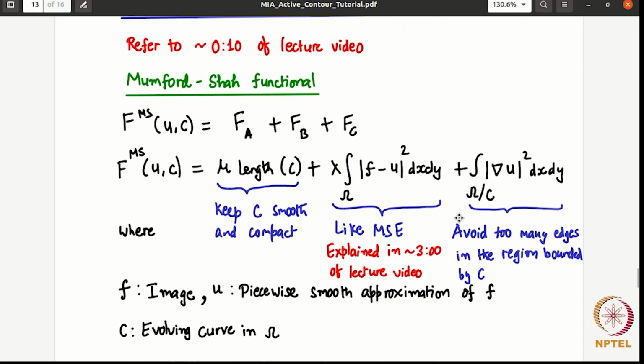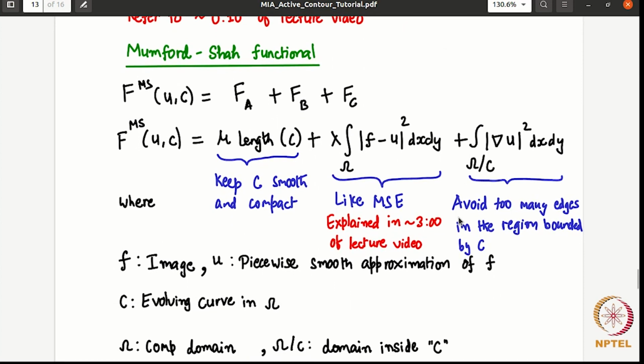So what it does is, the first term FA penalizes the length of the contour. If the length of the contour is long, you will penalize. So its objective is to keep C smooth and compact, right? The third term FC penalizes for edges within the segmented region. So for example, you have segmented some region with the help of a contour C.